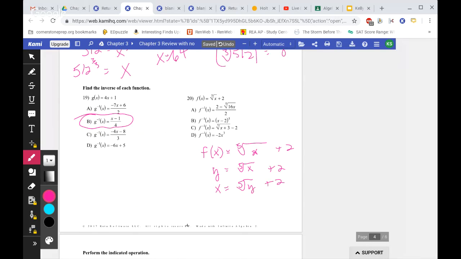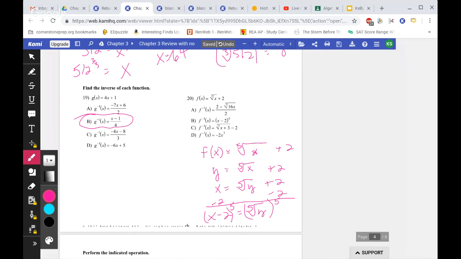And now I'm going to start working on that whole PEMDAS in reverse. So I'm looking for any adding and subtracting. And there is some adding going on, so I'm going to subtract 2 from both sides. So now I have x minus 2 equals the fifth root of y. And now I want to raise both sides to the power of 5 to get rid of that fifth root.